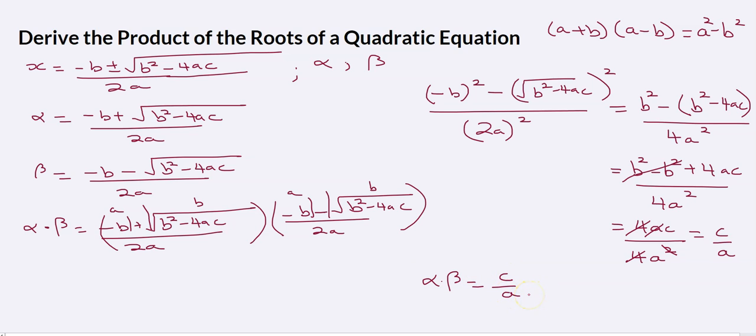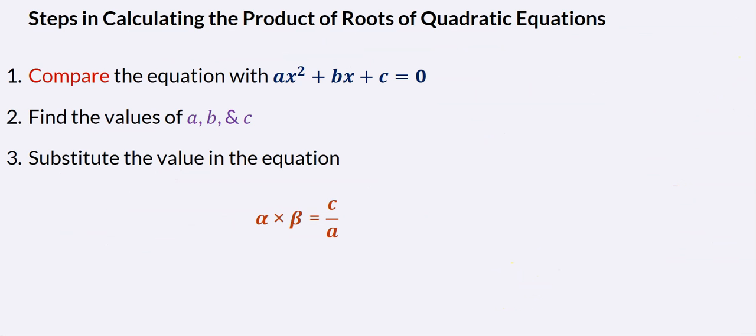That simply means that the product of the roots of a quadratic equation can be derived if you find the value of c and the value of a and you divide c by a. So let's talk about the steps. When we want to find the product of the roots of quadratic equations, these are the steps we're going to take.